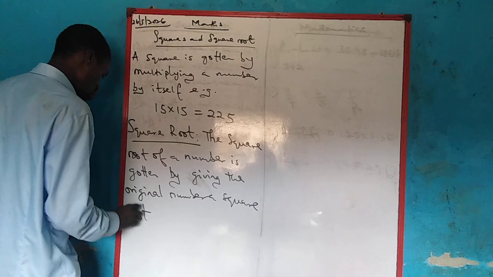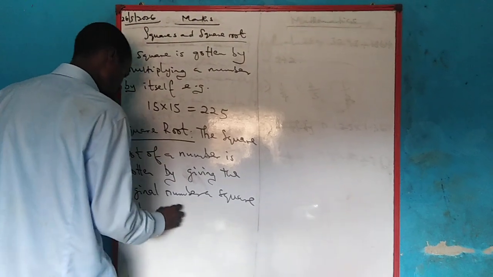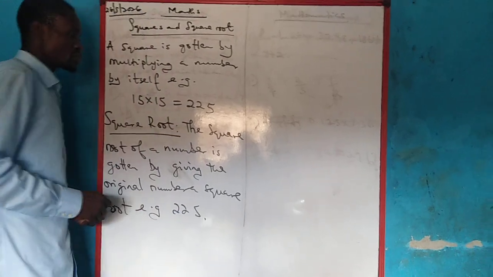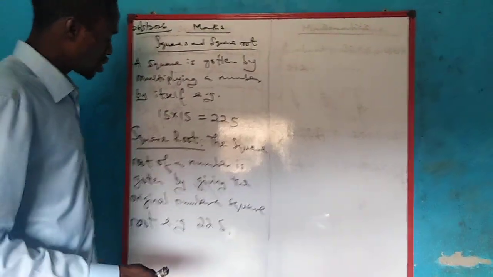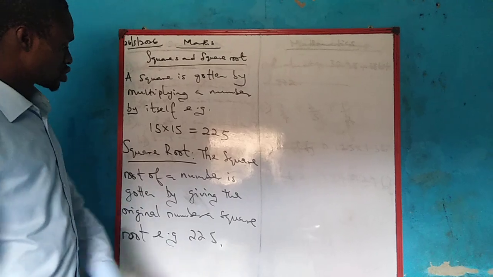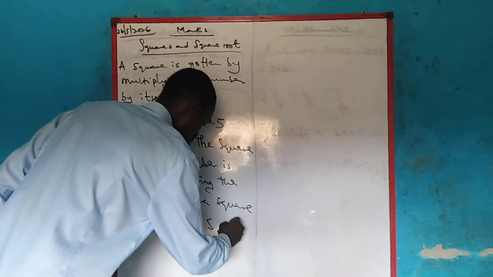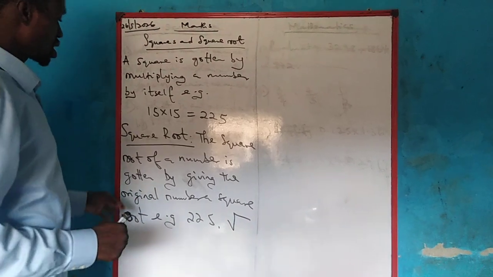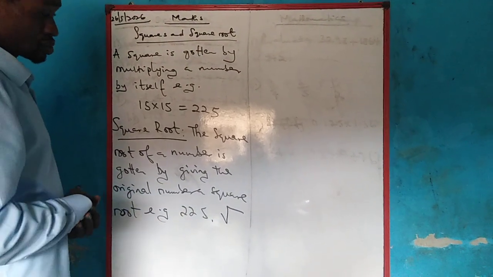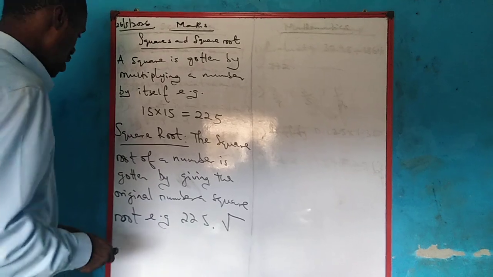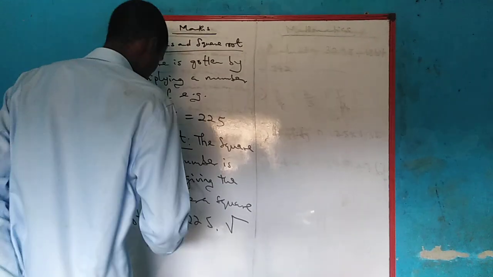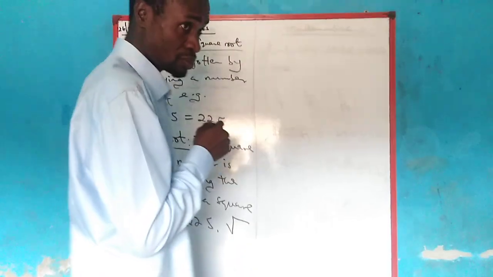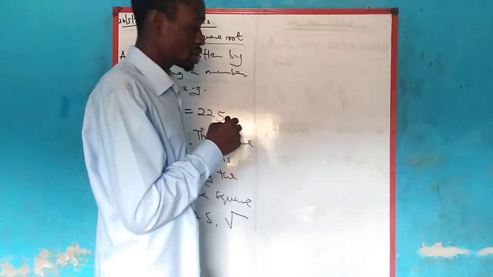A what? Square root. E.g., 225. 225 is an original number. So when I subject it to square root, also known as this symbol, I will get a square root. Do you get it? Yeah. Right, so how will I do this? I can use what we call the factor method. Yes. The what? Factor method.